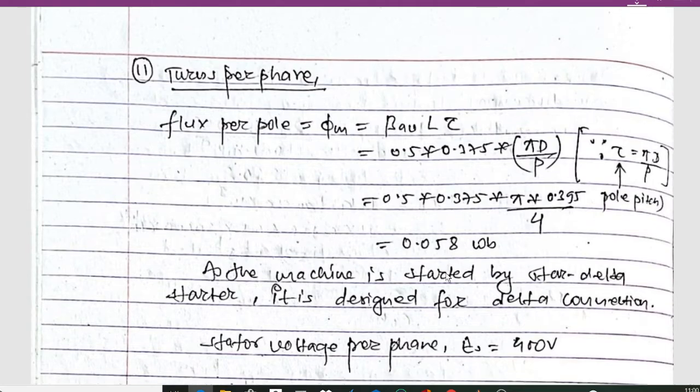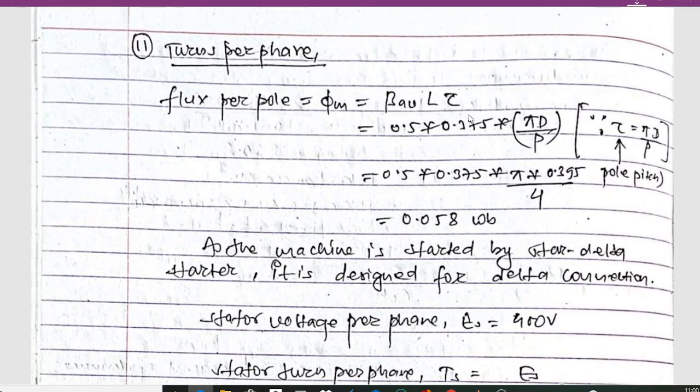Now for turns per phase we have flux per pole phi equal to B average into L into tau, and in place of tau we have pi D upon P. B average is given as 0.5, L is 0.375, and for tau we have pi D upon P. Just substitute all the values and we will get the value of phi as 0.058 Weber.